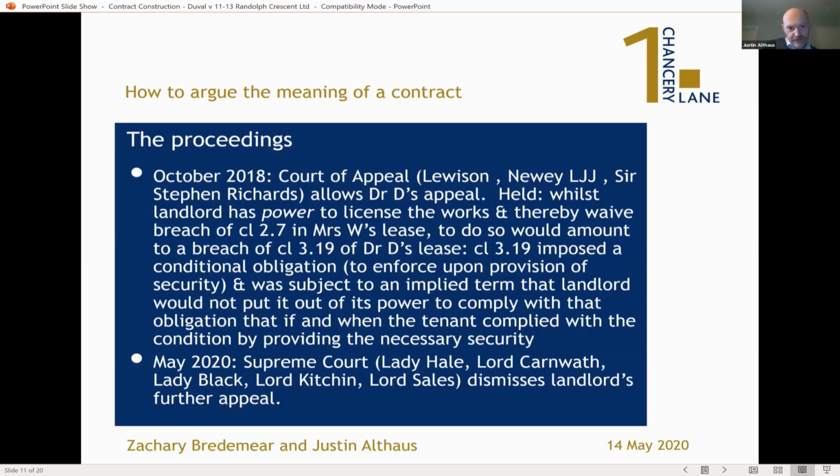And eventually then it reached the Supreme Court in May 2020 when Lord Kitchin gave the only judgment, and the Supreme Court dismissed the landlord's further appeal.